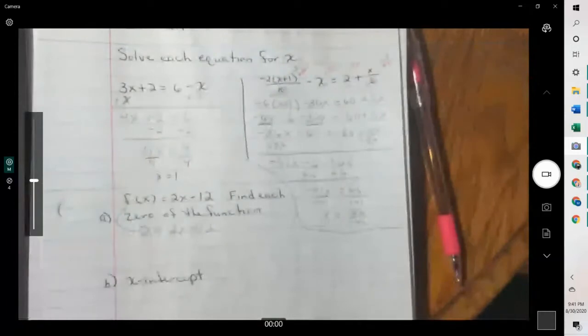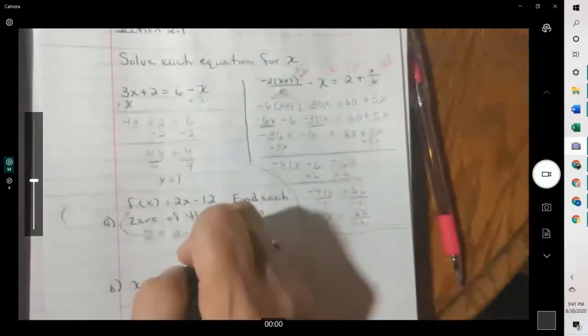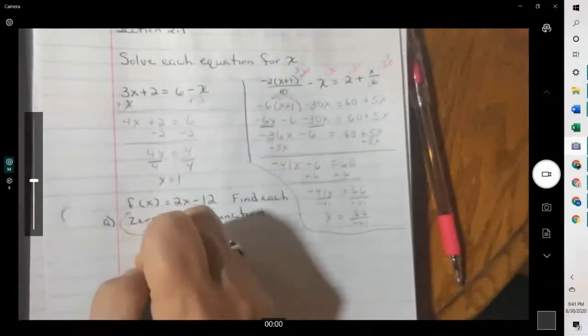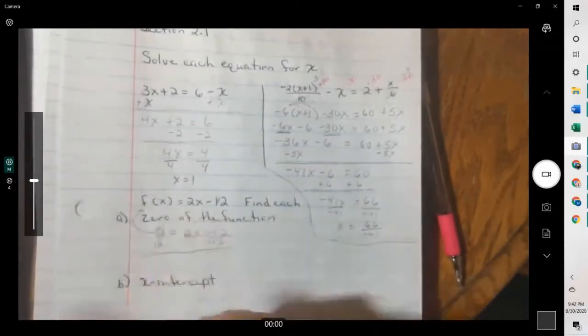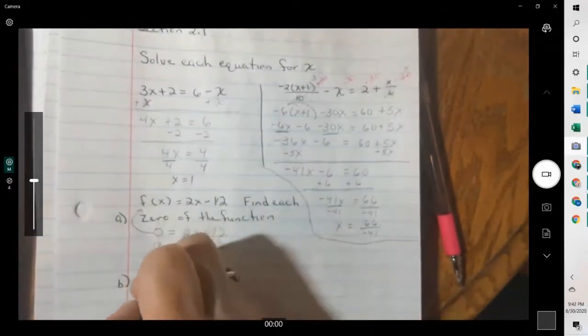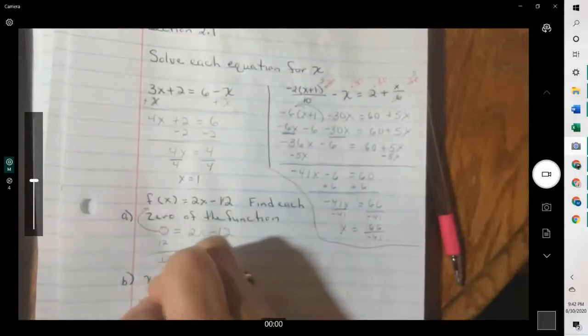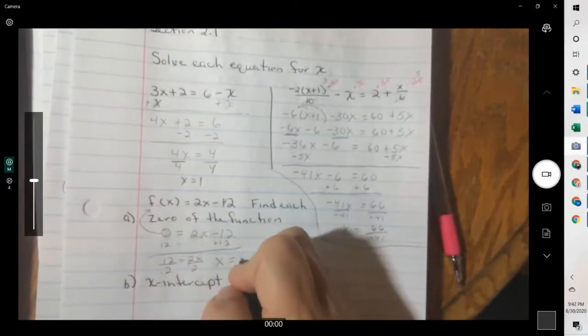So if the whole thing is 0, we want to solve, we want to get 2x by itself, so we want to add the 12 to the other side. And we have 0 and 12 is 12 equal to 2x, and then divide by your 2, so that x equals 6.